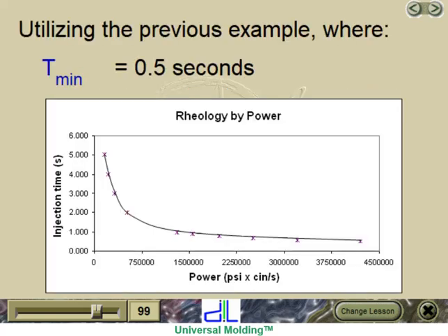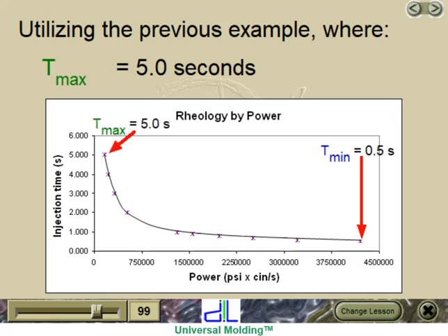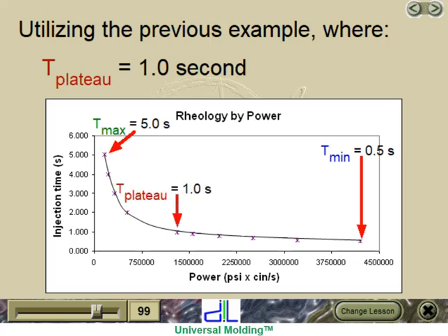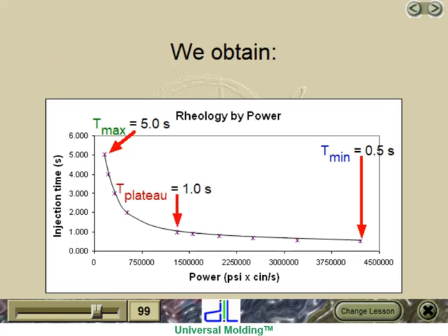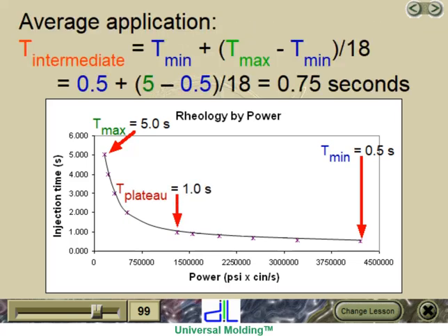Utilizing the previous example where T minimum equals 0.5 seconds, T maximum equals 5 seconds, and T plateau equals 1 second, we obtain, for an average application, T intermediate equals T minimum plus the difference between T maximum and T minimum divided by 18. In this case, it equals 0.75 seconds.